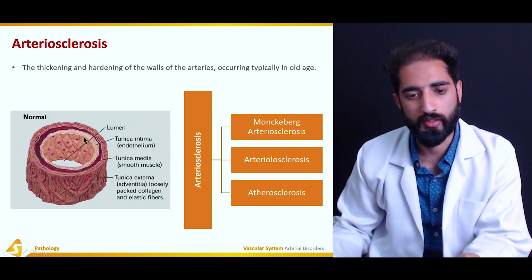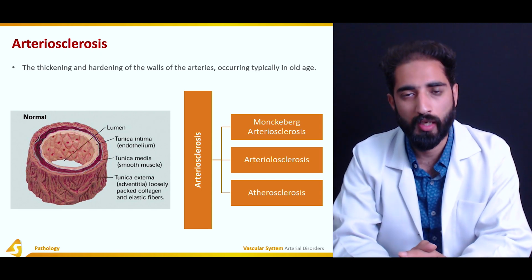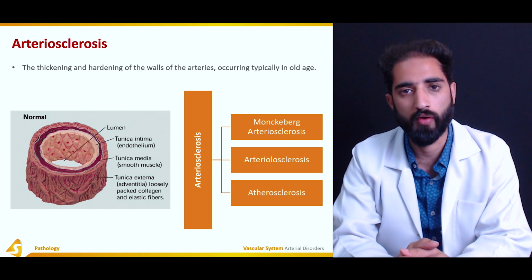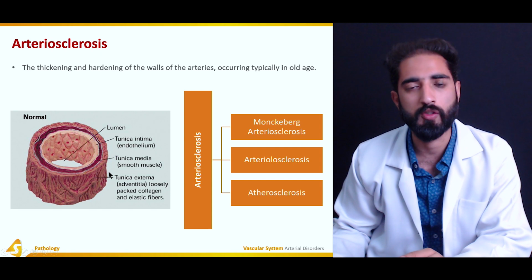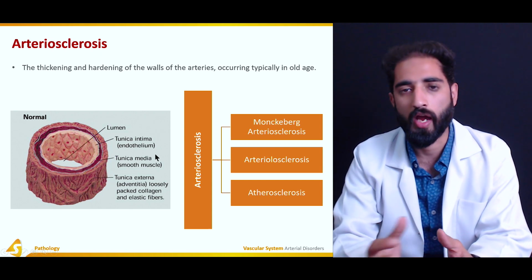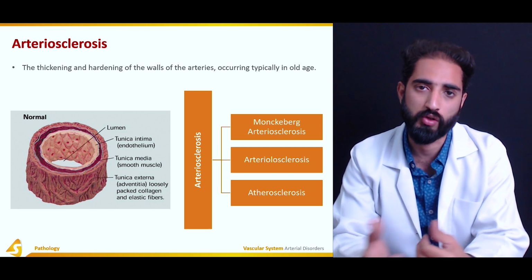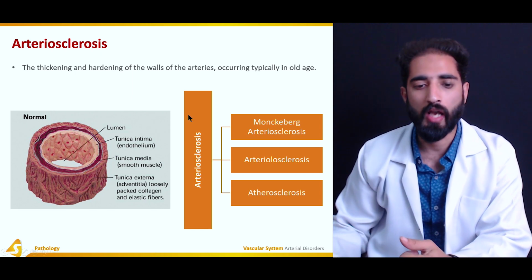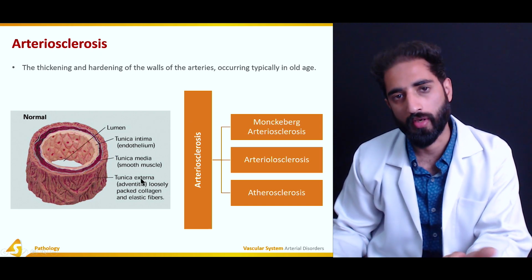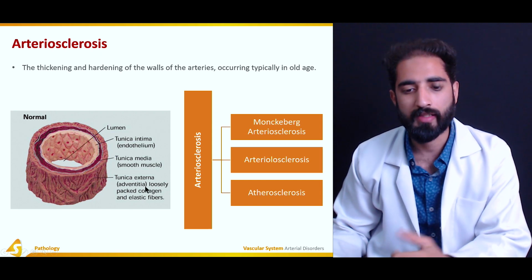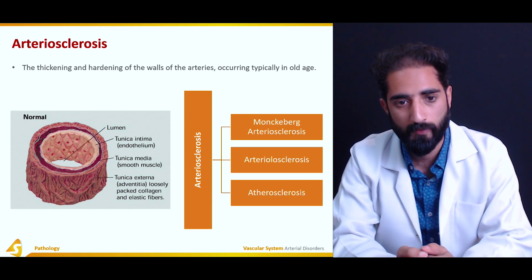The innermost layer is known as the tunica intima, which is also known as endothelium, and it is composed of endothelial cells. The second is the tunica media, which is composed of smooth muscle cells, which are actually the cause of vasoconstriction and vasodilation because of their contractile activity. And the outermost layer is known as the tunica externa, or also known as tunica adventitia. It is composed of loosely packed collagen fibers as well as elastin fibers.